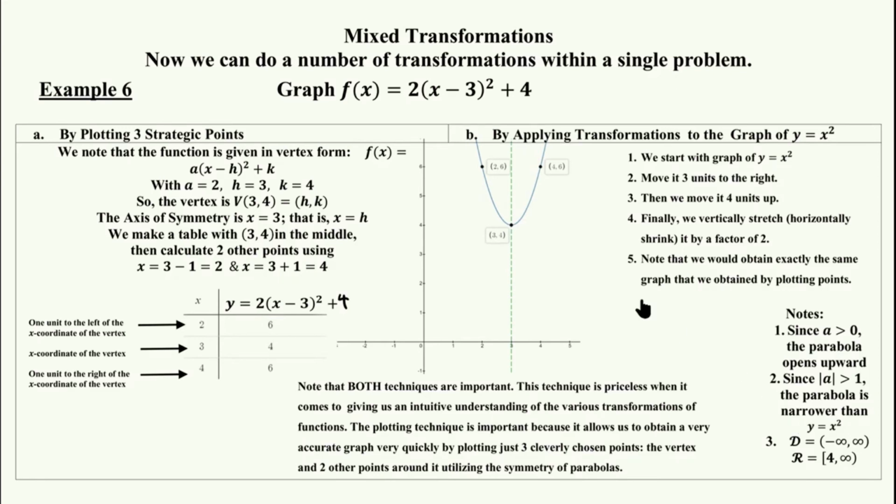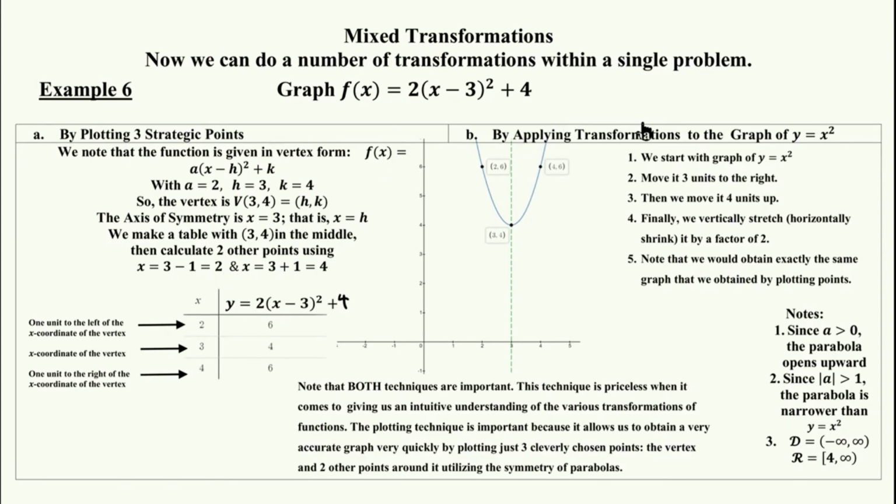So notice that a here, 2, tells us whether it's going to open up or down, and also it's going to tell us if it's going to be narrower or wider, or as wide as x squared. And of course, since this is greater than 1, we know it's going to be narrower than y equals x squared. All right, so that's doing it by plotting points.